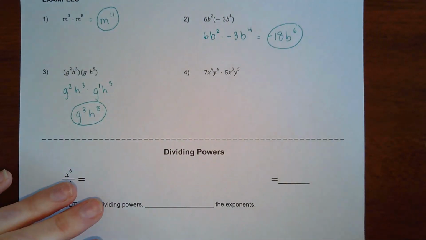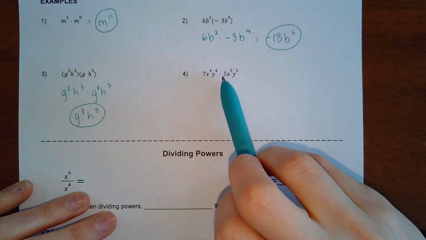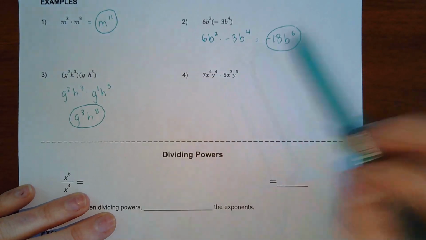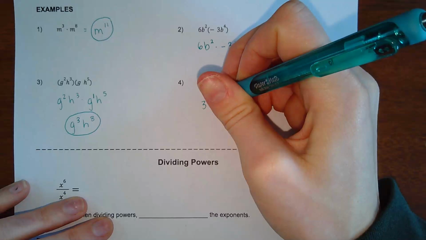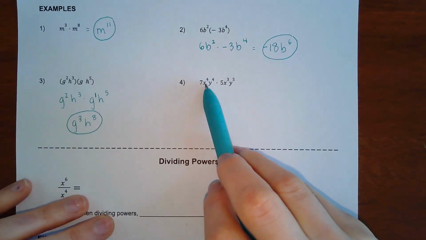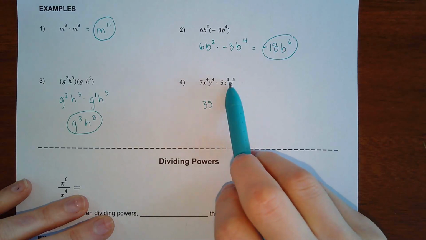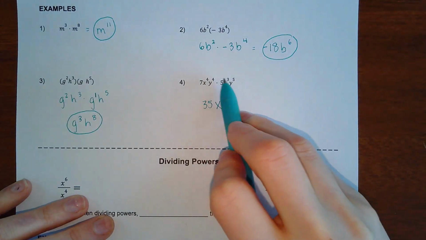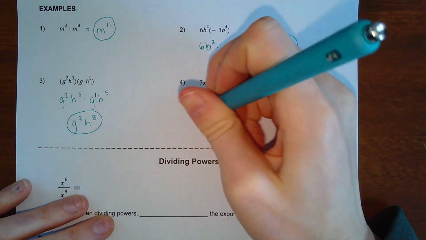And our last example, again, similar to number 2, we do want to be careful of our coefficients. That 7 and 5 are not exponents, so we're not using our shortcut. We would simply do the operation, which 7 times 5 would be 35. Our x's we could combine. Here we have a 4, and here we have a 3, so 4 plus 3 would be 7. And our y's, we could combine. 4 and 5 will be 9. And that would be our answer.